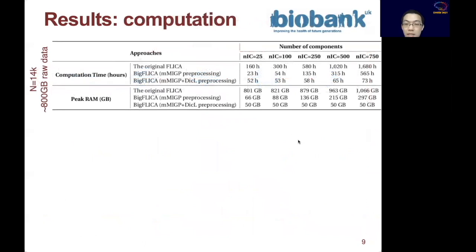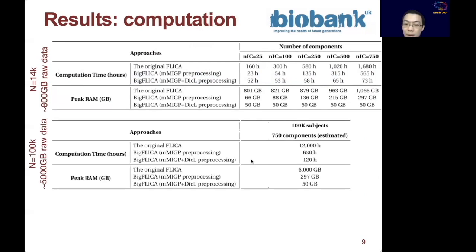For computation, on the 14,000 subjects we analyzed so far, depending on the number of components to extract, vanilla FLICA required up to 1.6 thousand hours of computation and up to 1 TB of memory. While through our compression approach, we can fix the peak memory to about 50 GB and reduce the computation time to less than 100 hours.